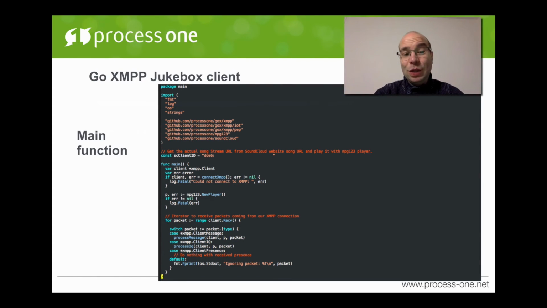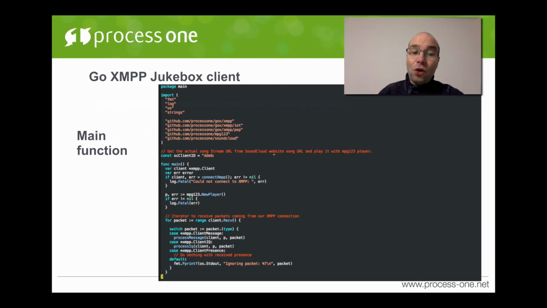It will be connecting to XMPP, and then we create a new player which is using MPG123 to play the song in streaming. This is a library that I've been writing as well during the past few days for that specific example. So this is something which is also available on GitHub, and you will be able to get your hands on it and play with it as well.